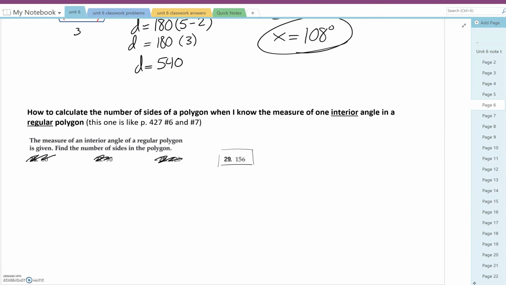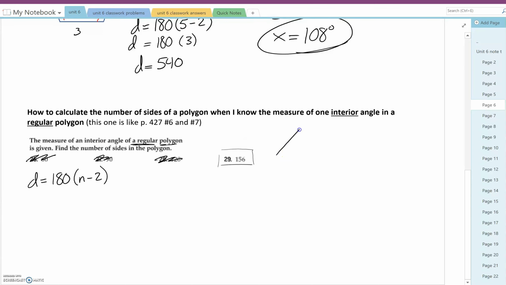Okay, and this one is kind of doing the opposite, right? It says, given the measure of an interior angle of a regular polygon, find the number of sides in the polygon. All right, so the formula that we've been using is this one. The problem now, though, is that I don't know D and I don't know n. I don't have any numbers to put in for either one of those, so I can't really start there.